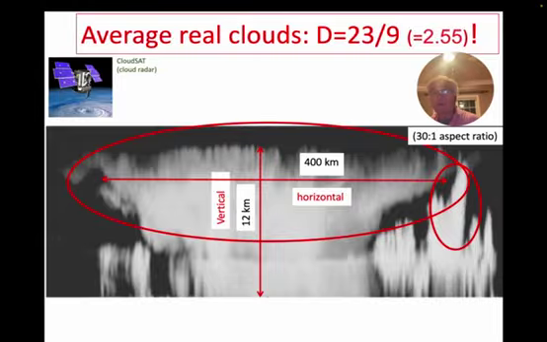It turns out that when you analyze the data systematically, you find that as you go from small to large, the ratio of horizontal extent to vertical thickness constantly increases. The vertical cloud extent varies roughly as the square root of the horizontal extent. This would give a dimension of 2 plus a half, which is 2.5, whereas the actual dimension is a little larger, 23/9 or 2.55.